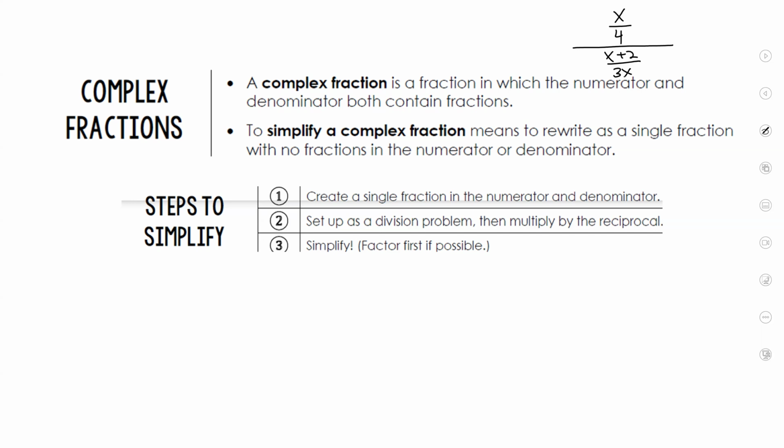Remember, for division problems, you keep, change, and flip. So how we would solve this is we'll keep this one the same. We'll change it to multiplication, and then we'll flip this second fraction so that it'll be 3x over x plus 2. And then you would solve as usual. Okay, so let's do an example.